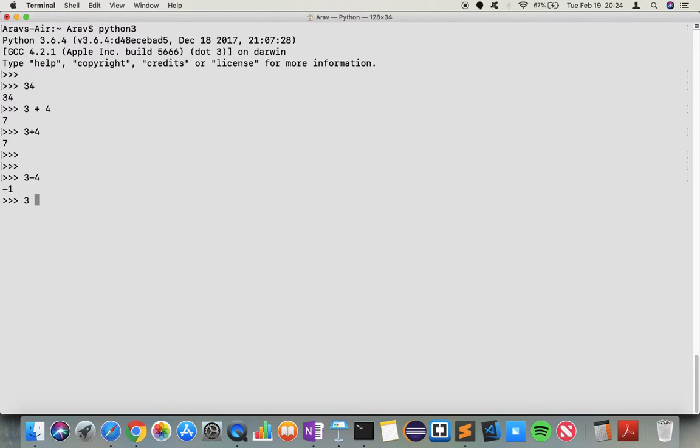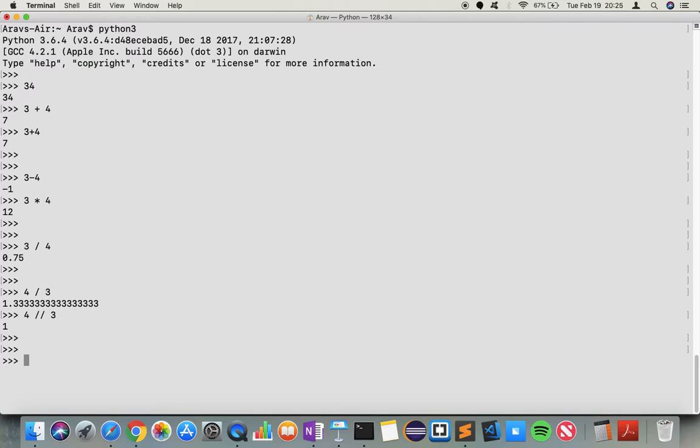Same with subtraction. Multiplication you do with the asterisk or star, and division is the slash. So if I do 3 divided by 4, it gives you a decimal quotient, right? It's the decimal output. Now if I don't want the decimal, and I just want the integer part of it, let's do 4 by 3 first. It gives you 1.333. So that's the result of the division. Now if I just want the integer part of it, all you do is put 2 slashes and then 3. So now you get only 1 back.